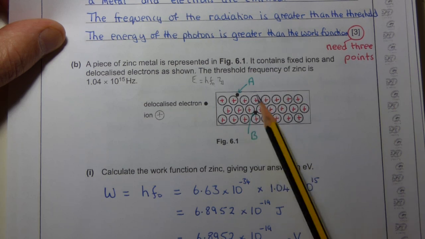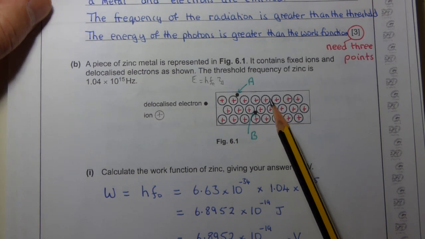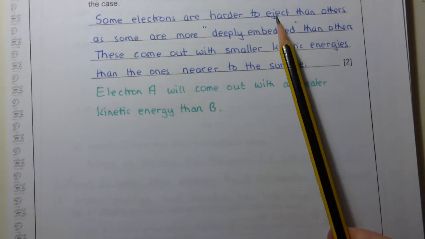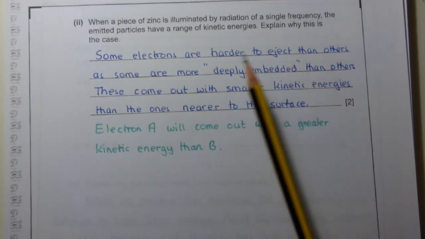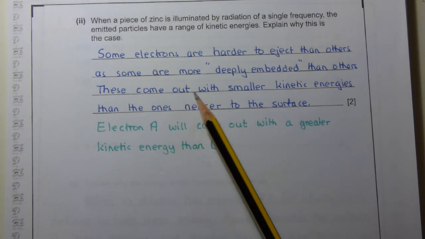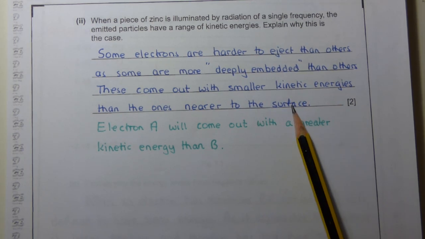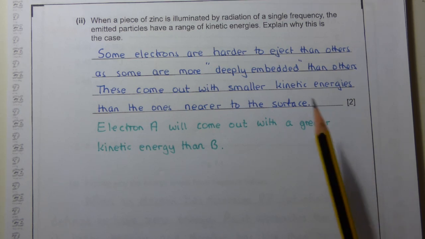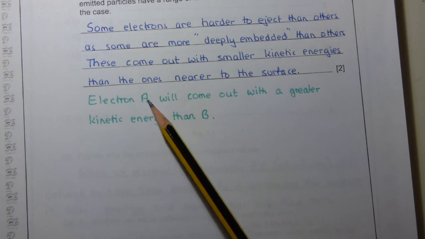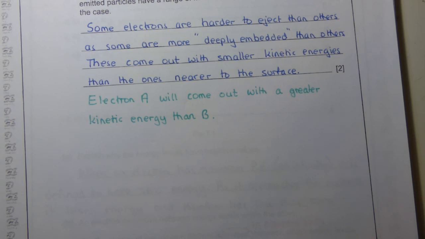And of course, there are electrons with a whole range of positions within the metal. So we've got to talk something like that. So what I've said, some electrons are harder to eject than others, as some are more deeply embedded than others. These will come out with smaller kinetic energies than the ones nearer to the surface, and that would do. What I then did, I said, well, I'm going to try and illustrate this. I'm going to label electron A, and it will come out with a greater kinetic energy than electron B.